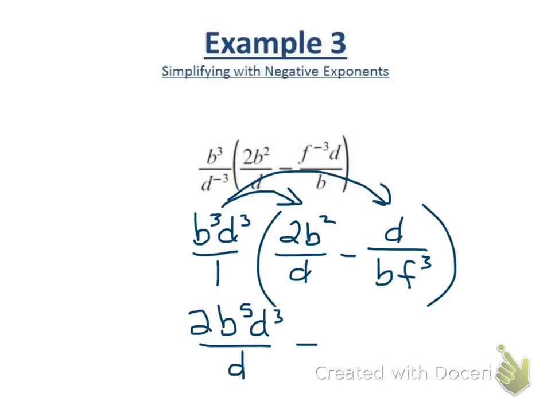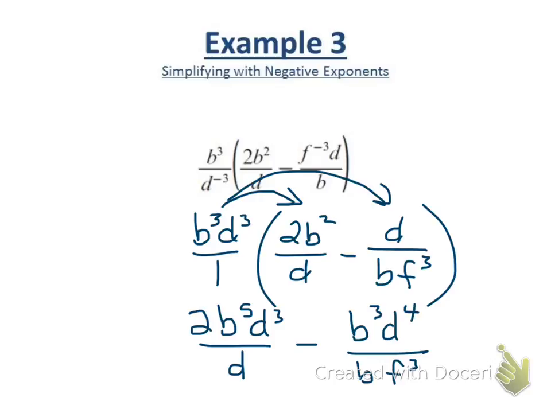All right? Jay, what do we get when we multiply the second terms there? We get B to the 3rd. Okay. D to the 4th. All right. Over BF to the 3rd. All right. Good.